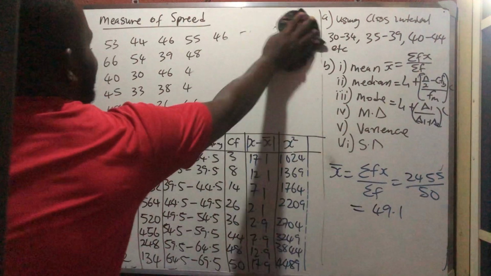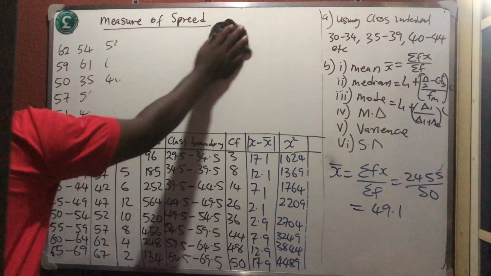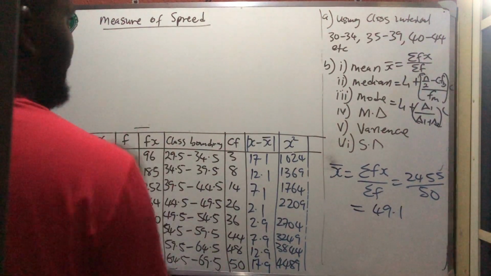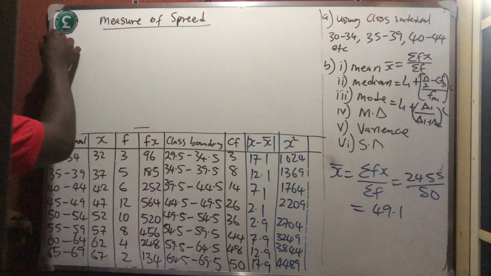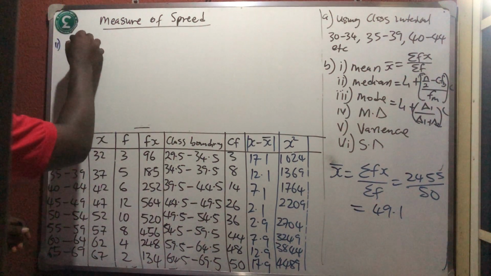Sorry, allow me to drink my water. Okay, so this table will help us to get everything we want to get. So we have gotten the mean. So the second one is now to get the median.